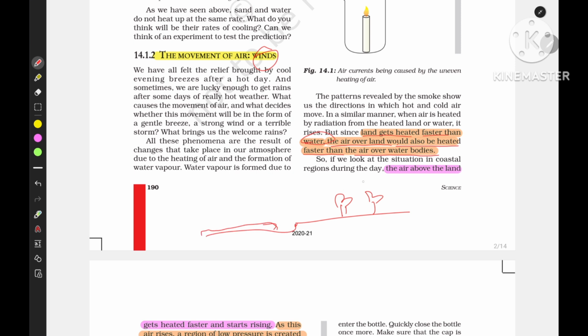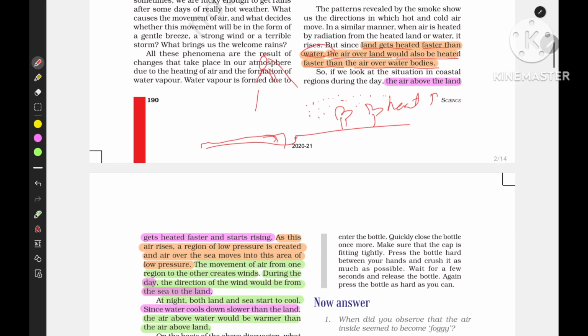So during the day, when sunlight is there, the land is heated faster, and the sea area is heated slower. What happens in the area where it heats faster? The air gets energy, the particles get energy, and the air above the land is heated faster and starts rising upwards.